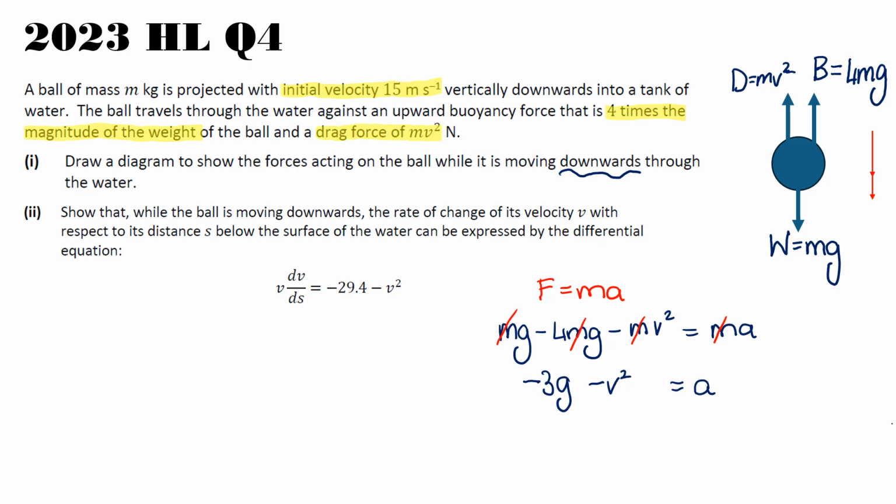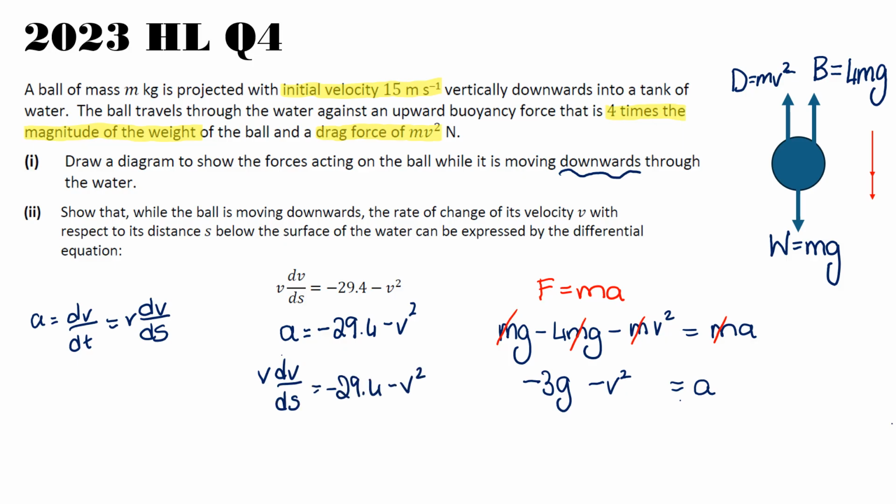Now, we're very close to what we were given, so we actually can calculate minus 3 times g, which is minus 3 times 9.8, gives us minus 29.4 minus v squared. And then we know that actually acceleration, there's 2 ways to write it. We can write it as dv/dt, which relates velocity to time. But in this case, they want us to relate velocity to displacement. So it's v dv/ds. So we get v dv/ds equals minus 29.4 minus v squared. And now we have our differential equation.